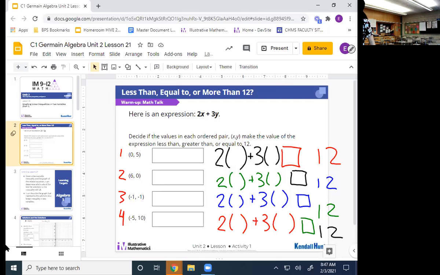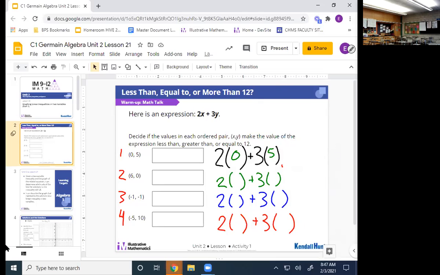Very good. So if we look at the first one here, we would be plugging in 0 for x, 5 for y. When you do that multiplication, you get 0 plus 15, which is what? So 15 is what compared to the number 12? Greater than, very good. I'm going to rework this a little bit, and then write the 15 and then the 12, and it's greater than. If you didn't get that one correct, make sure you make a change on that one.